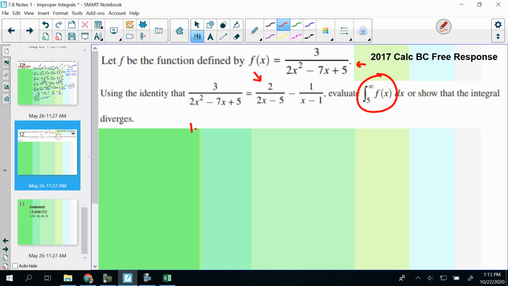So let's write this one out like we have in the other problems, that this is the limit as t goes to infinity. This would be from 5 to t now. And since they gave us this, we should probably rewrite this then in that form of this. And we want to find that integral. So first thing we want to do, find the antiderivative of this.